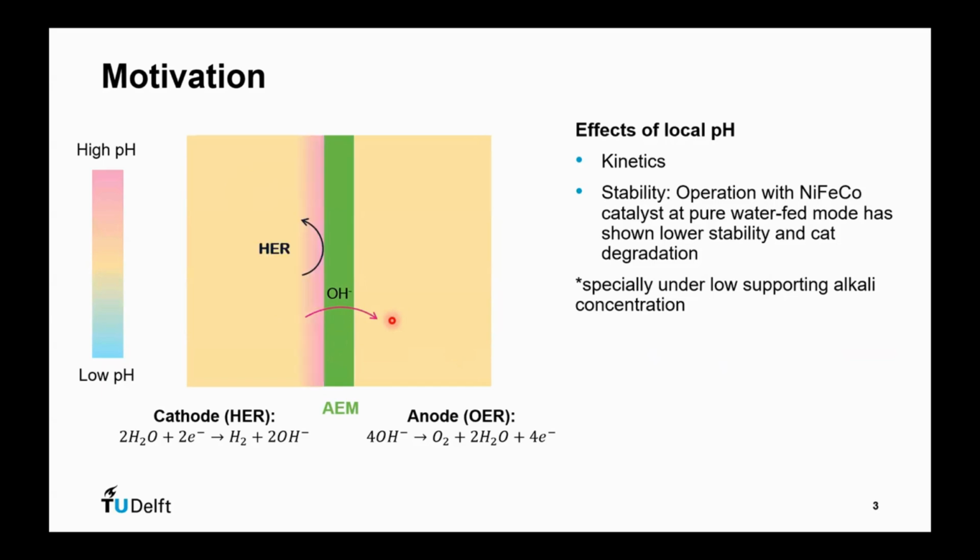So we expect that on the cathode side, the pH goes higher because we are producing OH minus. While on the other side, we expect that locally we will have a consumption of OH minus and therefore the pH will be lower. But this can affect the kinetics and the stability of nickel. So we want to explore further how the local pH looks in our cell.